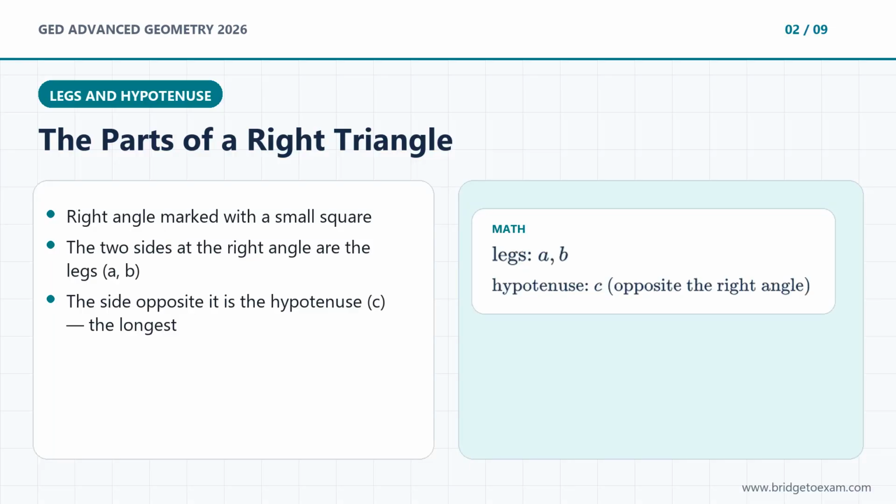First, let's name the parts, because the theorem depends on getting them right. A right triangle has one 90-degree angle marked with a small square. The two sides that form that right angle are called the legs, and we label them A and B. The third side, directly across from the right angle, is called the hypotenuse, and we label it C. The hypotenuse is always the longest side, and it is never one of the legs.